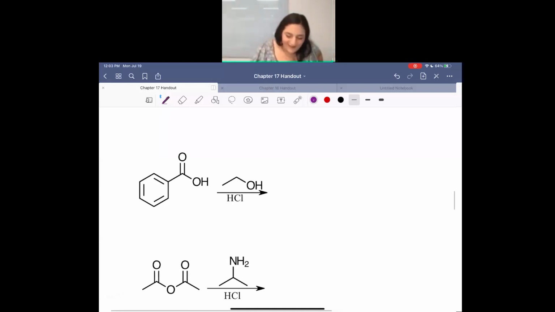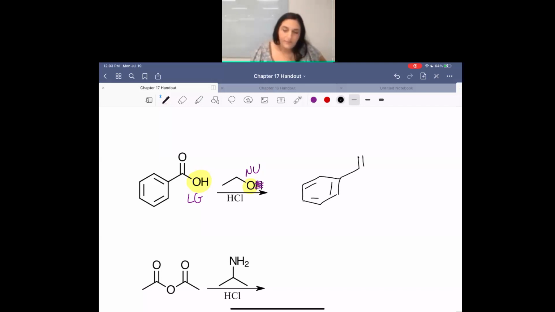Okay, cool. So in this example, leaving group, nucleophile, and we get rid of a hydrogen. So we end up keeping this original base exactly the same. And the only thing we're changing is this. So we went from a carboxylic acid to an ester.